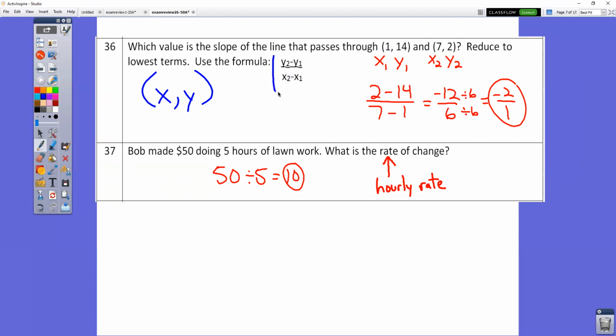You have to use this formula. Will the formula be given to you on the final exam? Yes, not trying to trick you, right? Anything that's here is going to be there on the final exam, all right? So that will be there.